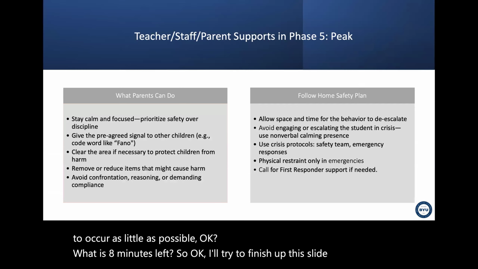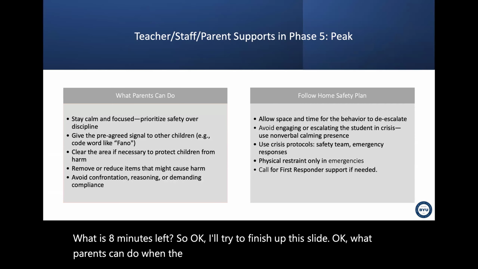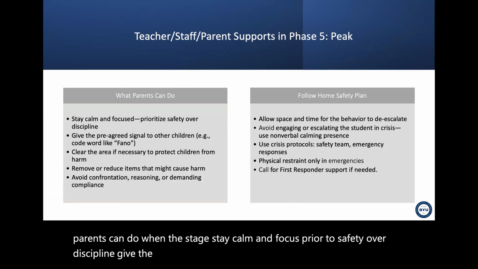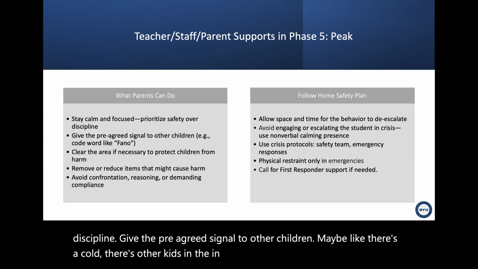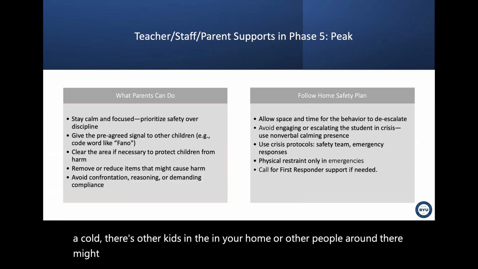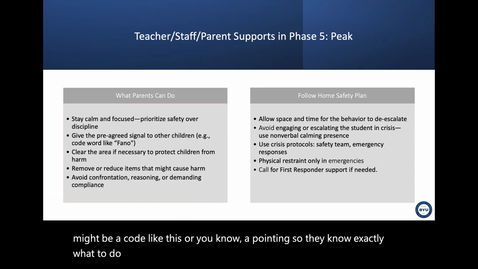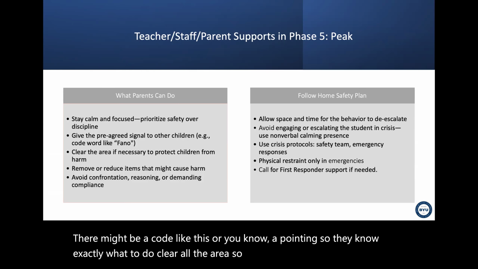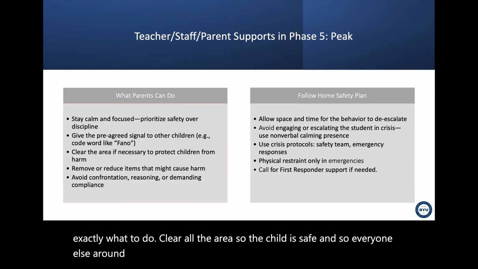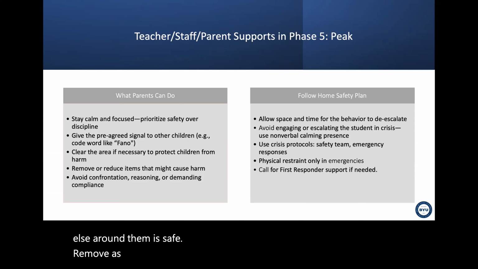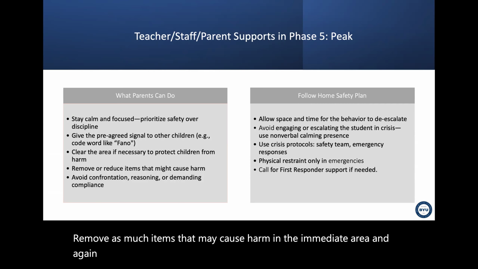Okay, what parents can do in this stage: stay calm and focused, prioritize safety over discipline, and give the pre-agreed signal to other children. Maybe there's a code, if there are other kids in your home or other people around. There might be a code like this or a pointing so they know exactly what to do. Clear the area so the child is safe and so everyone else around them is safe. Remove as many items that may cause harm as possible from the immediate area. And again, avoid confrontation, reasoning, or demanding compliance during this time.